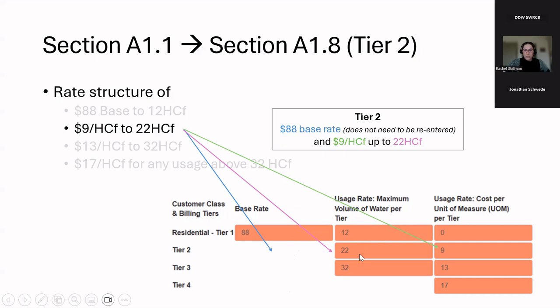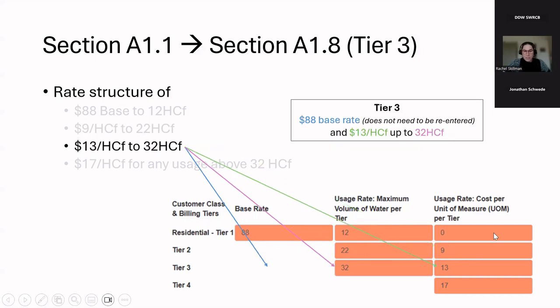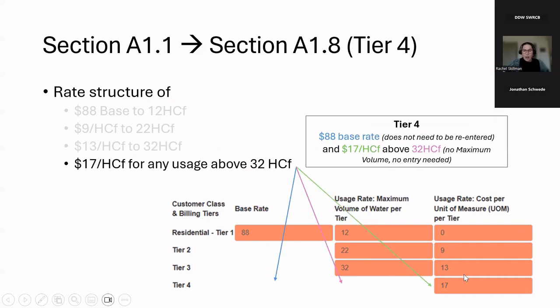So for tier 2, on top of our $88 base rate, we have a $9 per HCF charge up to 22 HCF. So that is what we would enter in our cost per unit of measure: $9 per unit in this tier, and it's up to 22. For tier 3, very similar, we have our $13 per unit of measure up to 3,200 cubic feet. And finally, for our last tier, we only need to enter this last usage rate.